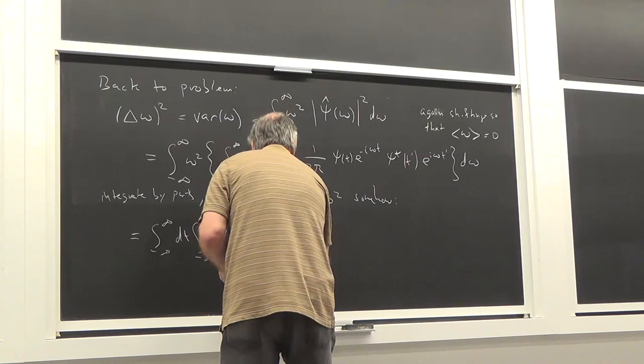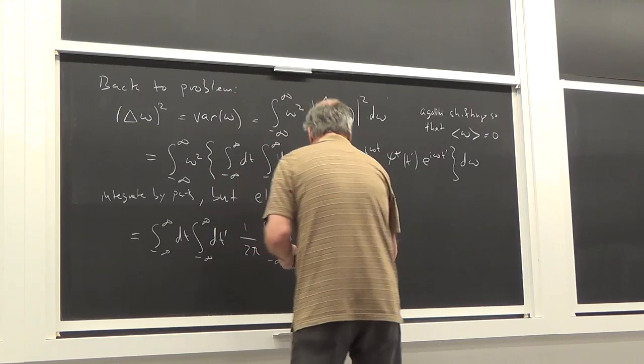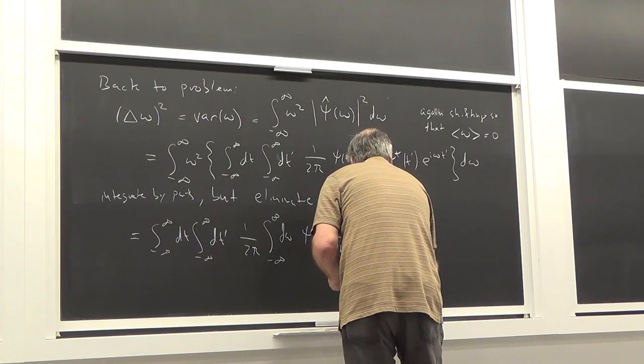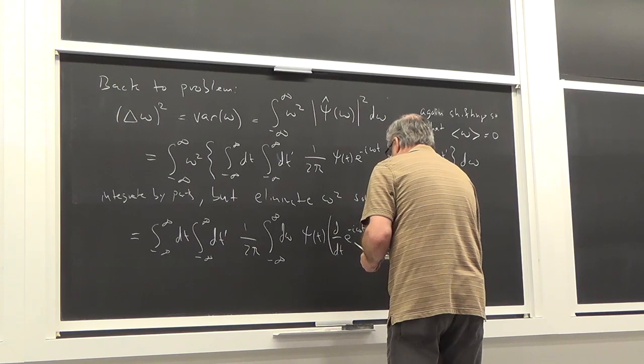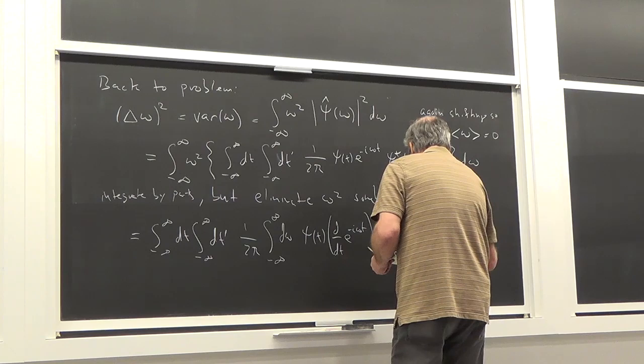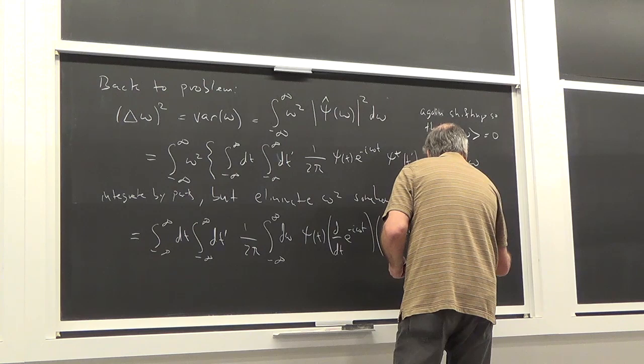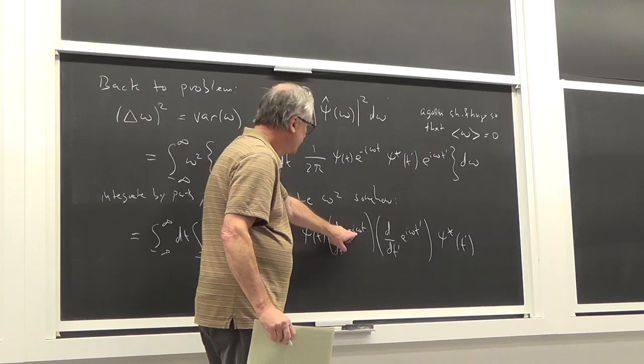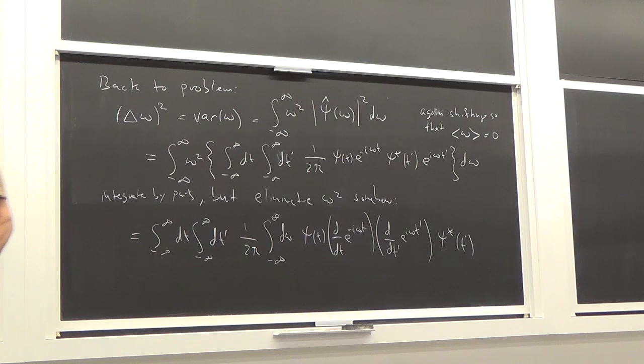So I've got psi of t. I'm going to take d by dt of e to the minus i omega t, and I'm going to multiply that by d by dt prime of e to the i omega t prime, times psi star of t prime. Okay. So you see, this brings down a minus i omega, and this brings down a plus i omega, and the product is just omega squared.